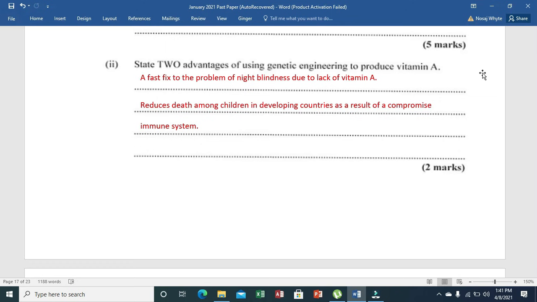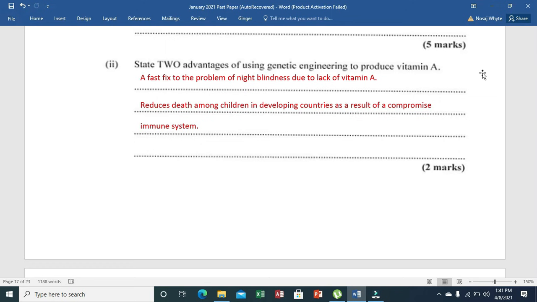So to use genetic engineering would provide a fast fix to the problem of night blindness due to lack of vitamin A in these areas. So this is a very quick fix, right? You don't have to wait a long time. You could just curtail this problem now using genetic engineering.